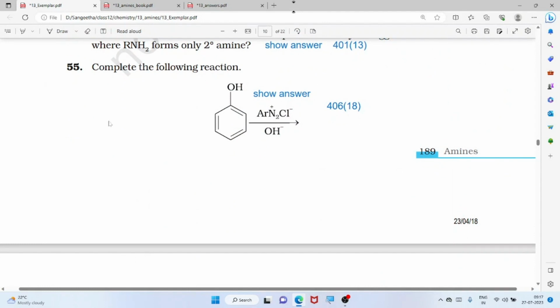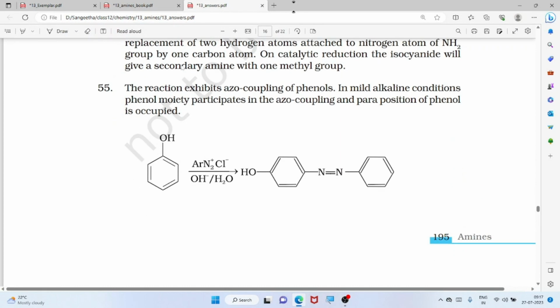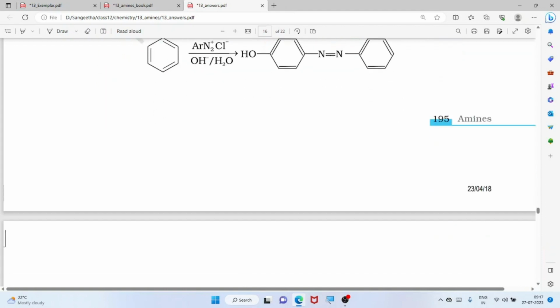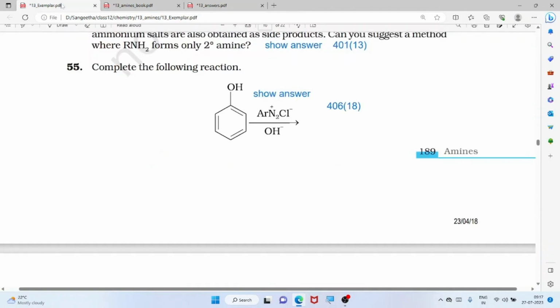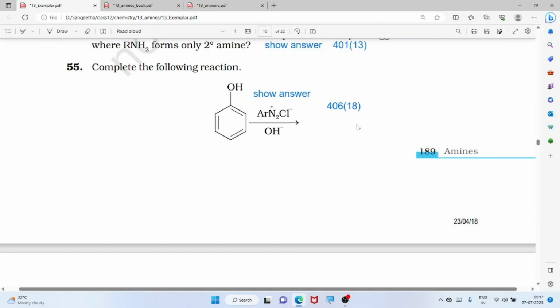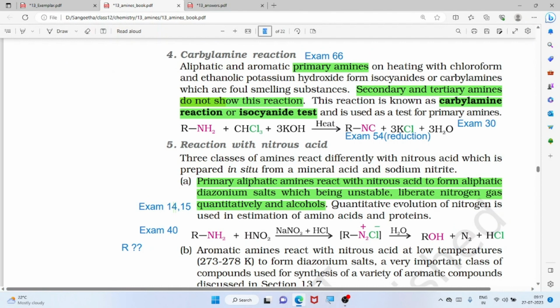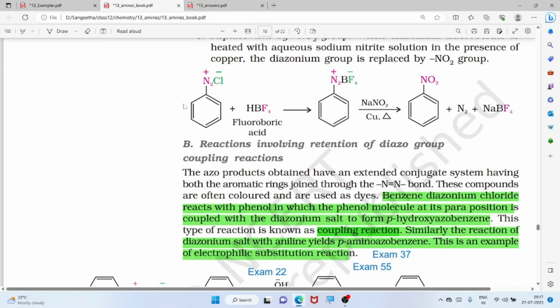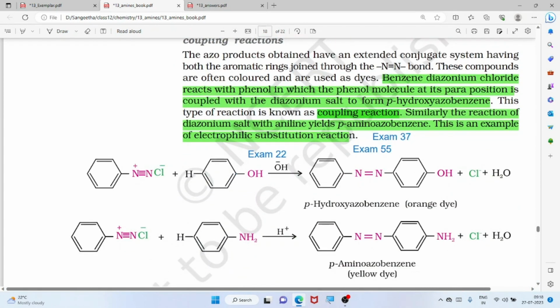Complete the following reaction. Okay, this is the coupling reaction. Azo coupling with phenols. Okay, 55. It is a coupling reaction.